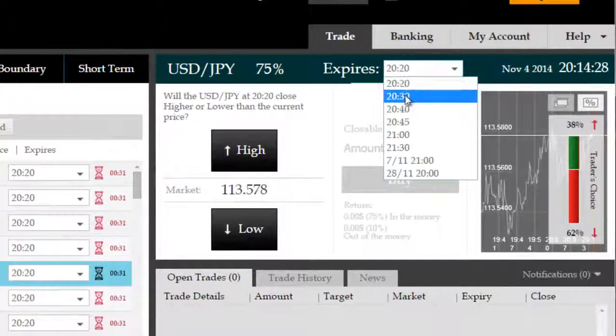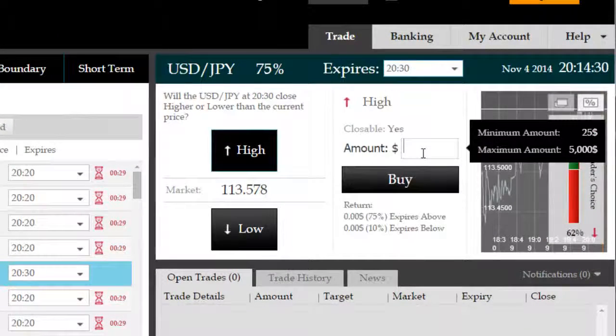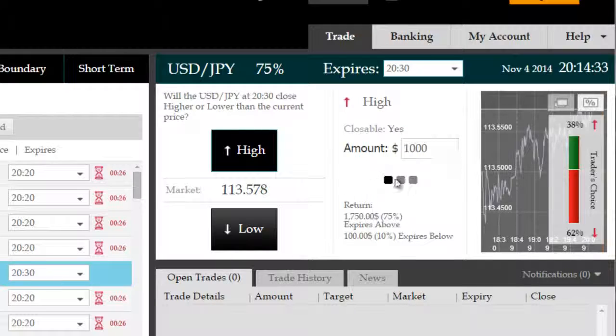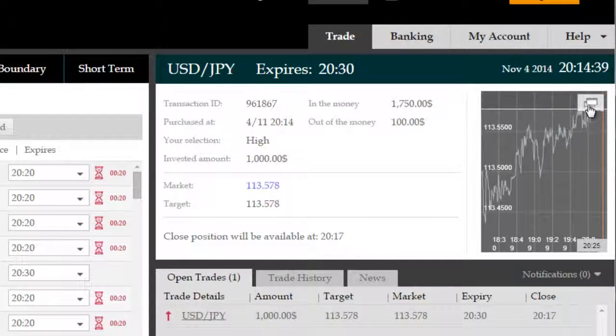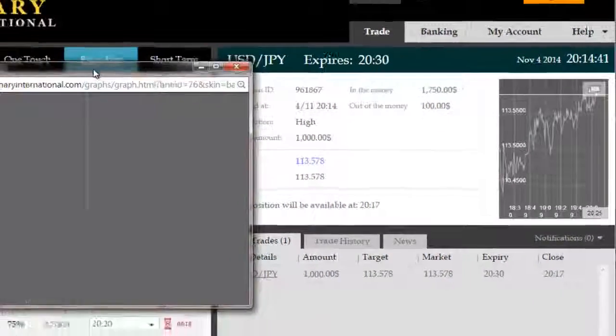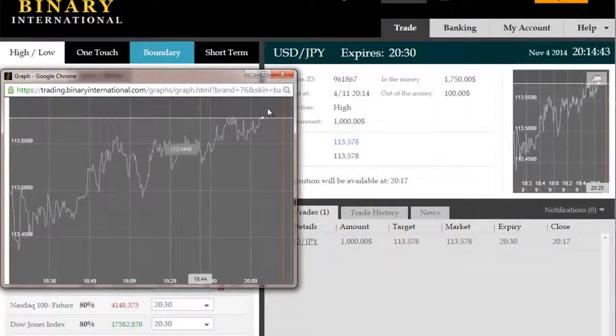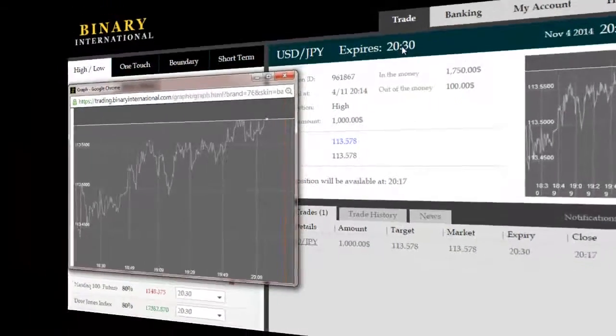We're going to go aggressive today. 15-minute expiries only. It is currently 2014. We'll shoot for a 2030 to capitalize on small movements instead of long movements. 75% payout on this trade here. And once we're into the trade, I'm just going to zoom in on the chart here for a better view. We're into the trade and we'll come back to you just before expiry.